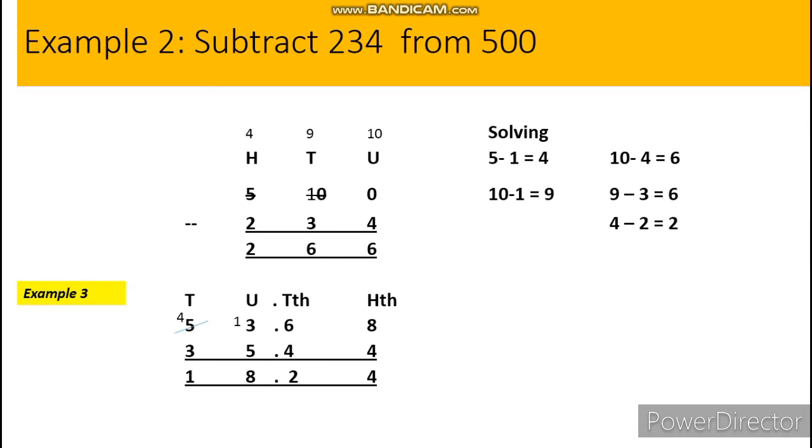Now here's an example. Subtract 234 from 500. That means you are to remove 234 from 500. Now we're going to arrange it because this is a bigger number, so we're going to arrange it with our place values using hundreds, tens, and units. You start from the unit, then tens, to the hundreds. Now after arranging the numbers, 500, don't forget what I told you.